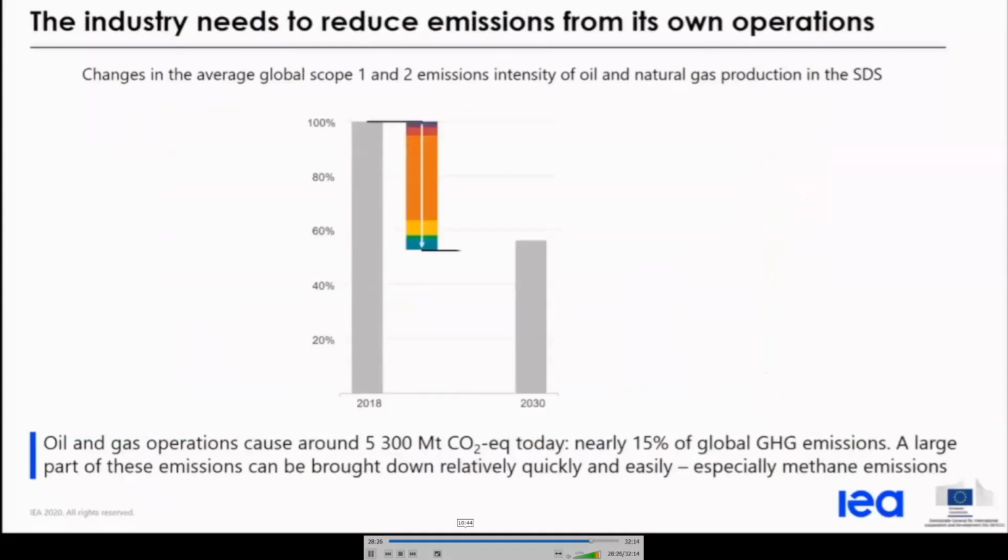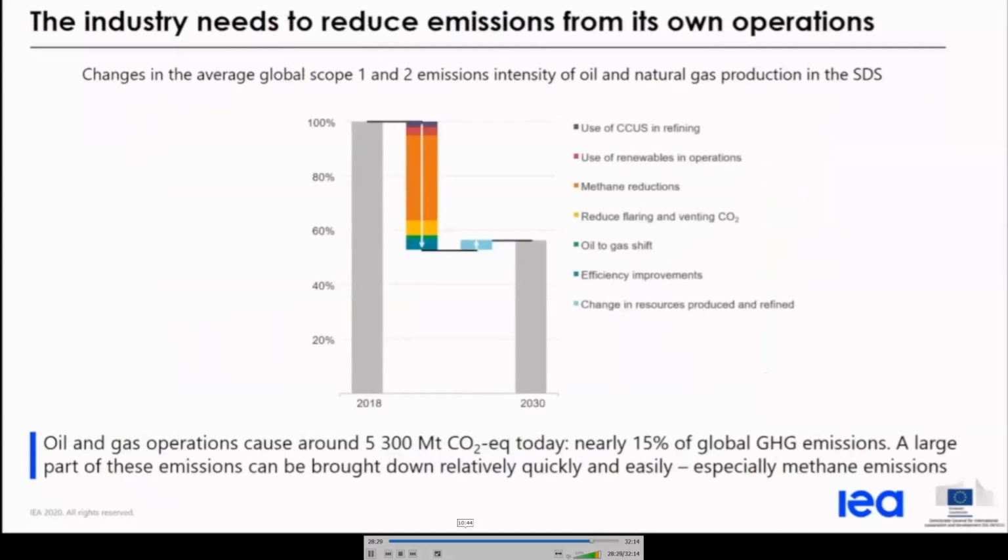When we look at overall Scope 1 and 2 emissions intensity of oil and natural gas production in the Sustainable Development Scenario, we can see that methane is the number one source of potential emission reduction and abatement. The IEA estimates that about 70% of methane can be abated at no net cost. The use of CCUS, or carbon capture, use and storage, and renewables can also help to reduce or offset emissions. Additionally, energy efficiency improvements have played a role in recent years to reduce emissions and improve efficiency and costs of oil and gas operations.